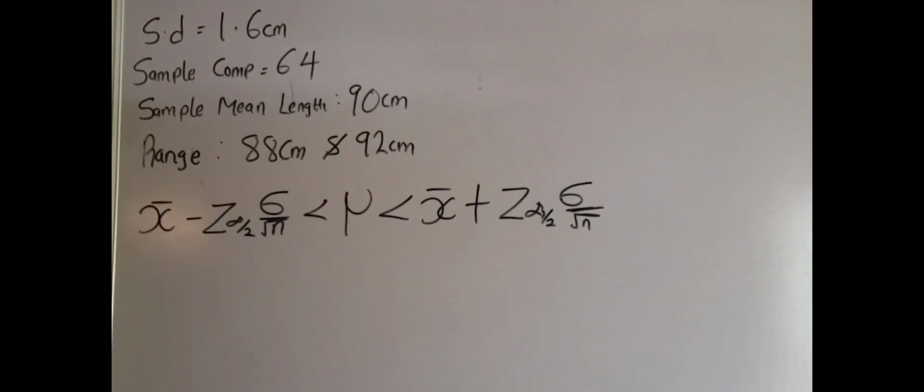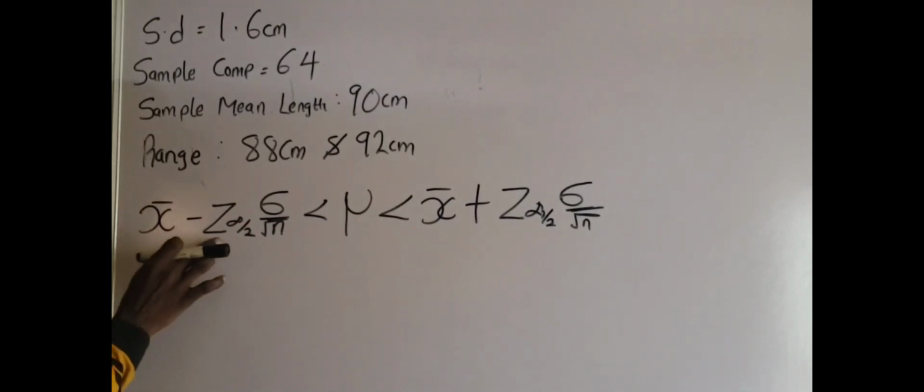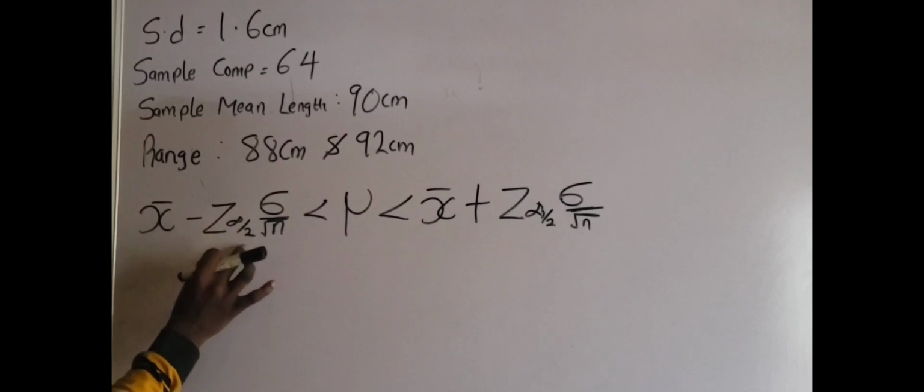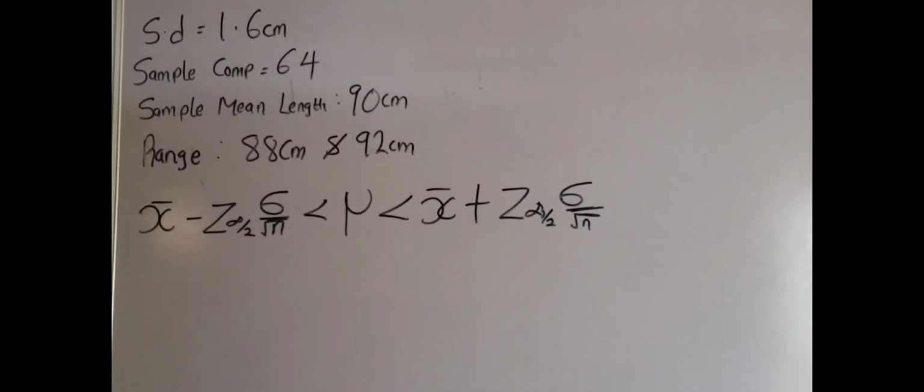This x bar is the mean that we are given in the question, okay? And this z alpha over 2 is the critical value. We are going to get the critical value from our standard distribution table. This one that looks like 6 is not 6, it is sigma, the standard deviation of the component. And the n is the total number of samples that we use. Are you paying attention?